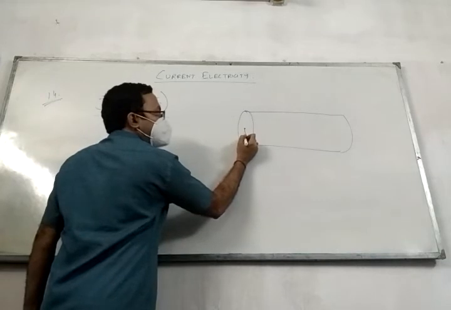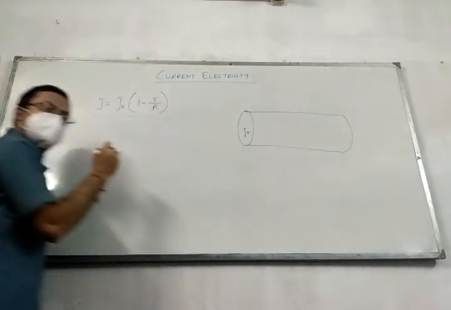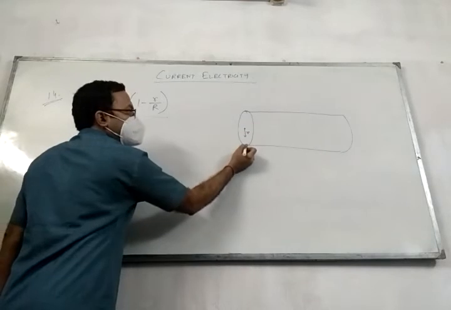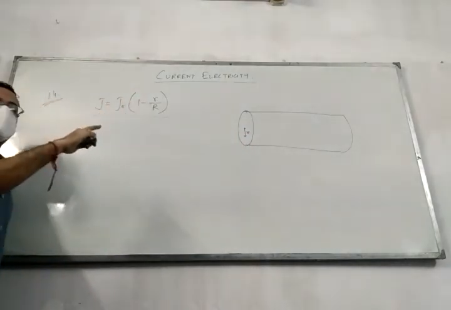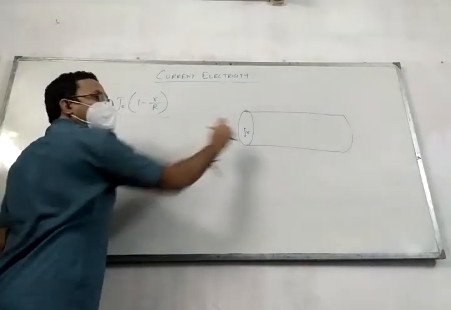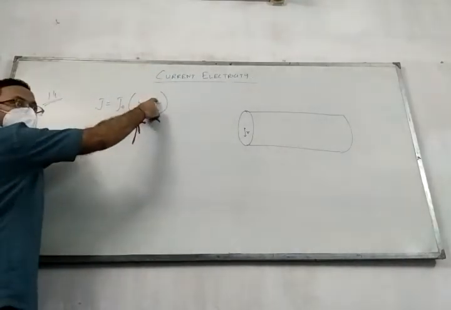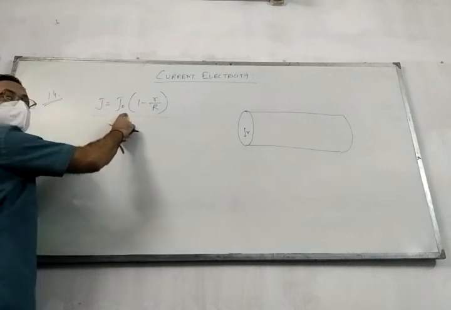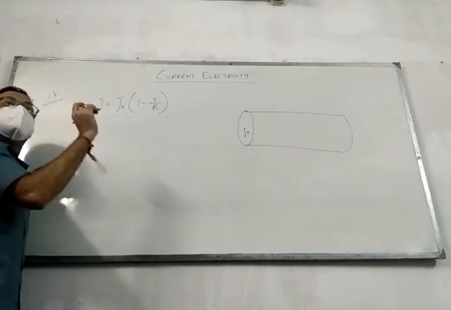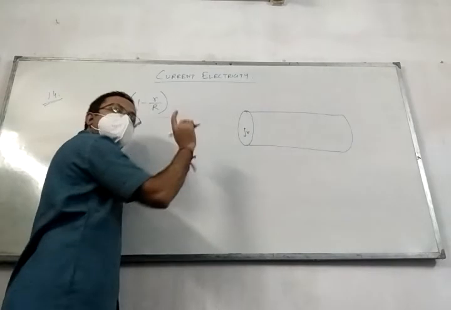From the center we are gradually going outward, there is a radius, okay? The radius up to the very end is capital R. So at the center the value of small r will be how much? 0. So if we put 0 in place of r, you get J equal to J naught. That means the current density is maximum at the center.